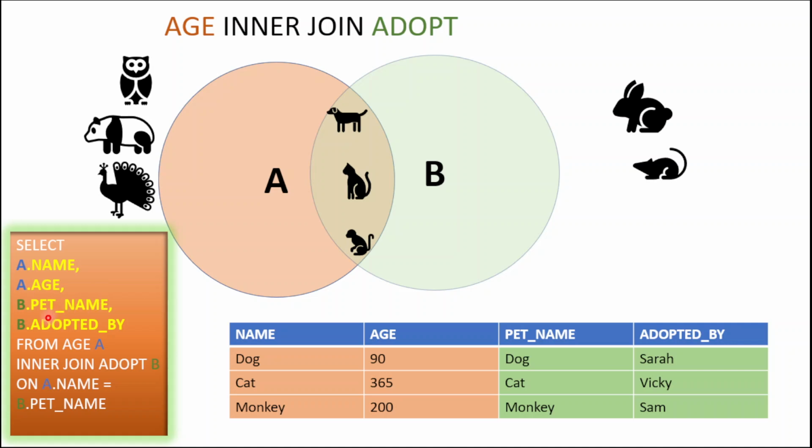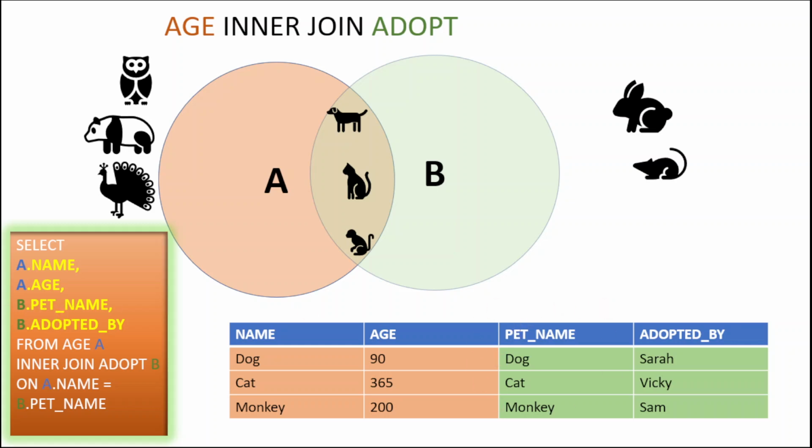You can include or exclude the columns using the select statement, but make sure to use the alias that you have assigned. So a.name specifically means take the name column from the A table, take the age column from the A table, or take the pet name from the B table, this table.